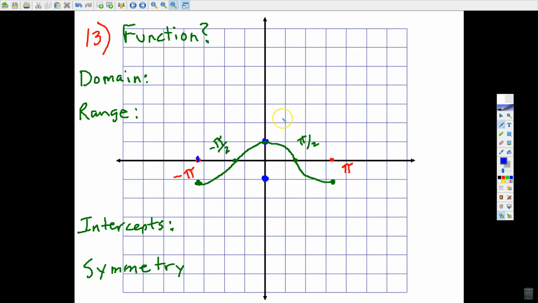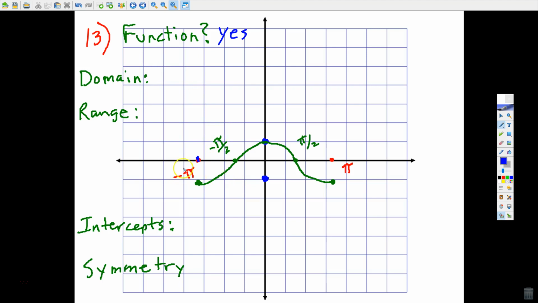Okay, let's try number 13. Does this one pass the vertical line test? And if you want to just take your pencil, maybe the eraser side, and just draw straight vertical lines and see if you intersect the graph in more than one place. In this case, we only intersect the graph one place at a time with a single vertical line. So my answer here is yes, this is a function.